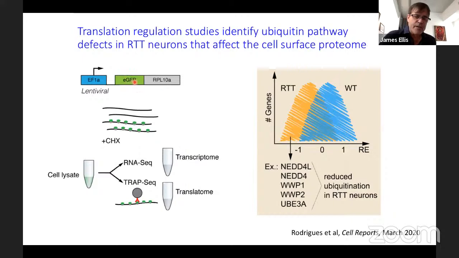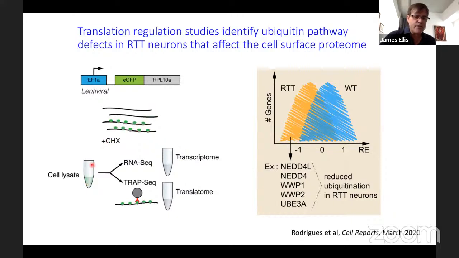The way the experiment is done is that you express a fusion protein between a ribosomal protein and EGFP in cells, and we did this in iPS cells, neural progenitor cells, and neurons. The GFP-tagged ribosomes will be bound to some transcripts that are being translated, but not to other transcripts that are not being translated.